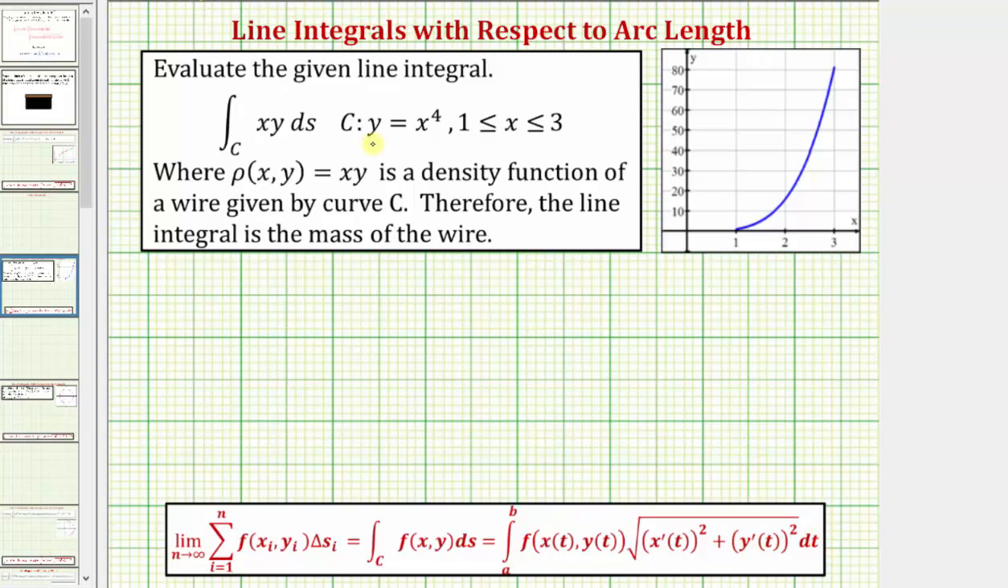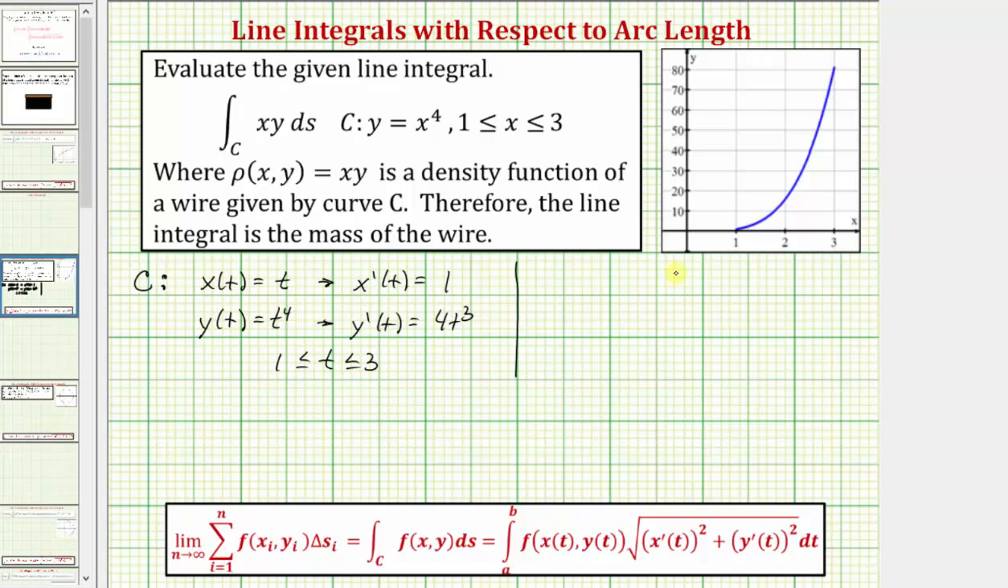So let's first parameterize the curve C, where C is given by y equals x to the fourth. So let's let x, or x of t, be equal to just t, and therefore y, or y of t, would be equal to t to the fourth. We'll also need the derivatives. So x prime of t is equal to the derivative of t with respect to t, which is 1, and y prime of t is equal to the derivative of t to the fourth with respect to t, which would be 4t to the third. And because we let x equal t, we know t is going to be on the closed interval from 1 to 3.